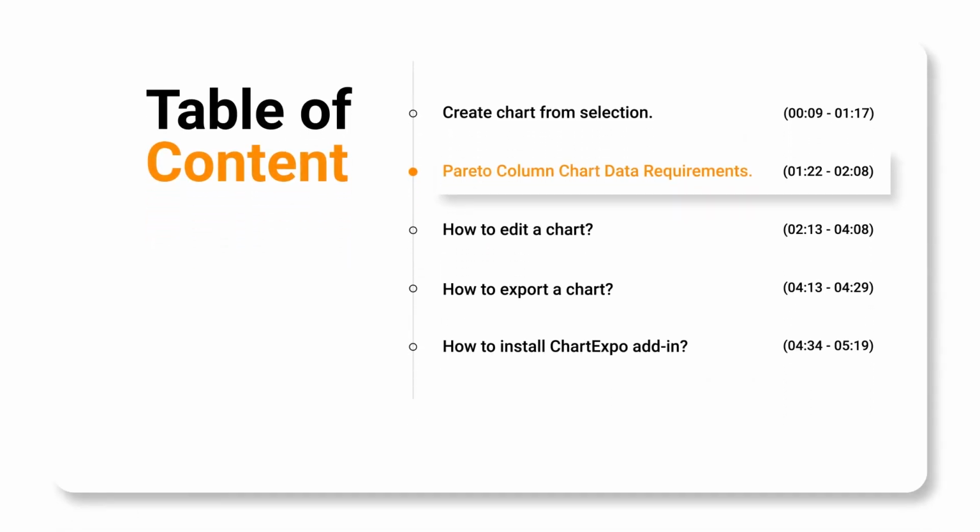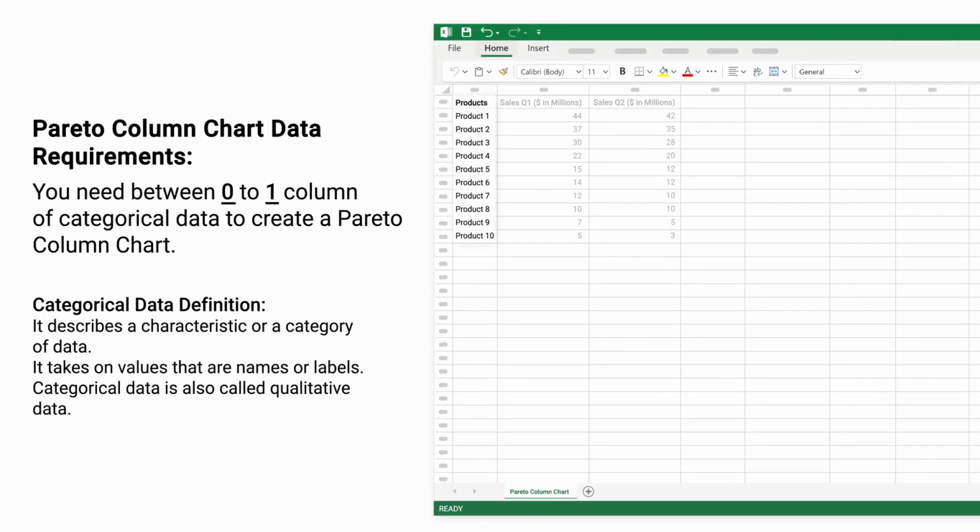Pareto column chart data requirements. You need between 0 to 1 column of categorical data to create a Pareto column chart. Categorical data definition: it describes a characteristic or a category of data. It takes on values that are names or labels. Categorical data is also called qualitative data.